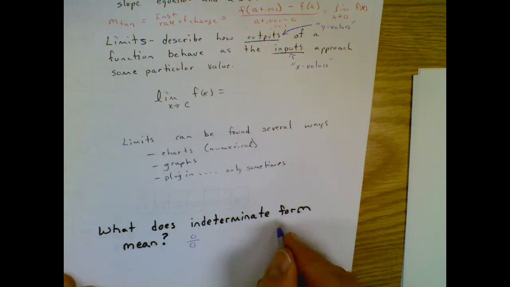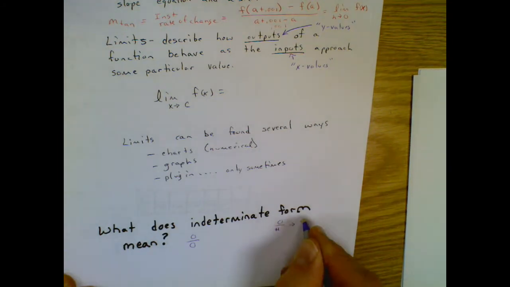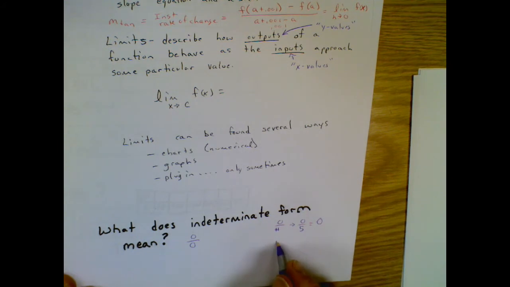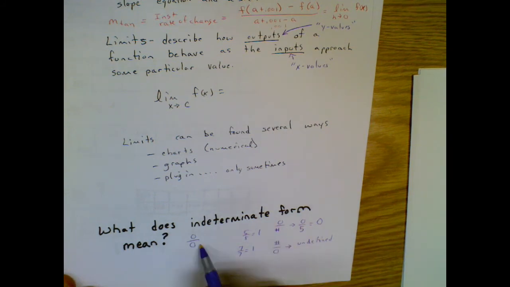You learned long ago that 0 divided by some number, for example, 0 divided by 5 is 0. You also learned that any number divided by 0 is always undefined. You've also learned throughout your life that 7 divided by 7 is 1. 5 divided by 5 is 1. Any number divided by itself is 1. So according to this rule, you would think 0 over 0 is 1. According to this rule, you would think 0 divided by 0 would be 0. According to this rule, you would think 0 divided by 0 is undefined.